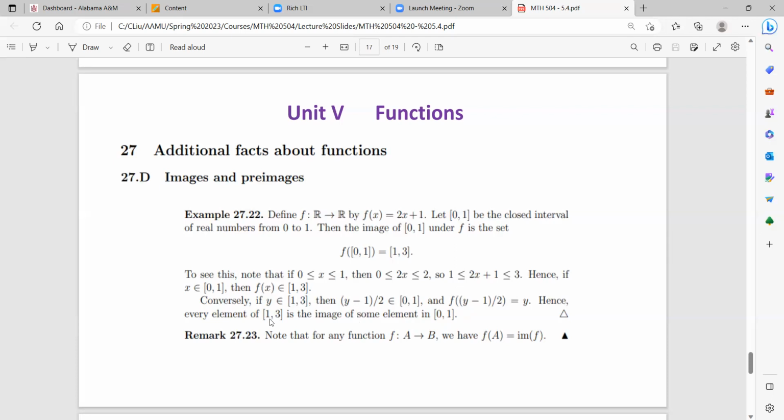So each number between 1 and 3 has a pre-image between 0 and 1. That proves the conclusion: the image of [0, 1] under f is the set [1, 3]. So you have to prove it in two ways, although it's pretty simple in this case and obvious.